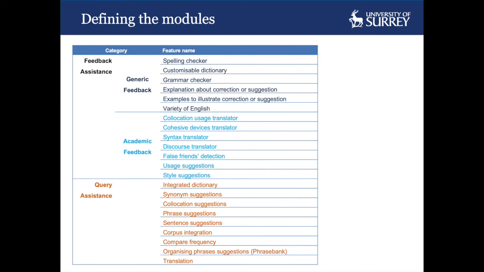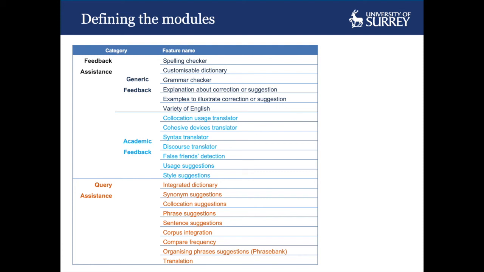The proposal was built by grouping the relevant features into a feedback module and a query assistant module. Feedback assistants are features that offer feedback to the user based on what they are writing. On the other hand, query assistant features are features where the writer searches for help given a query.